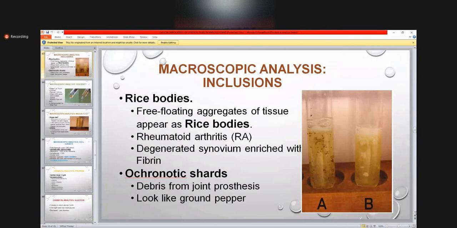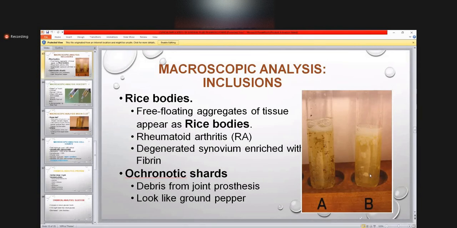Achha, macroscopically when we draw the synovial fluid, you can appreciate the rice bodies in the synovial fluid. Achha, what are rice bodies? These are rice bodies which are present in rheumatoid arthritis. Achha, what is rheumatoid arthritis? When there is a degeneration of the synovium, it will ultimately cause fibrin to be present in the synovial fluid, so it causes the presence of rice bodies. Okay beta, is it clear?